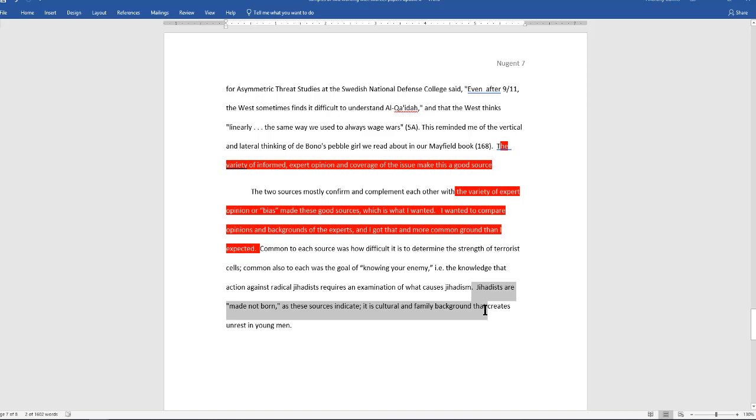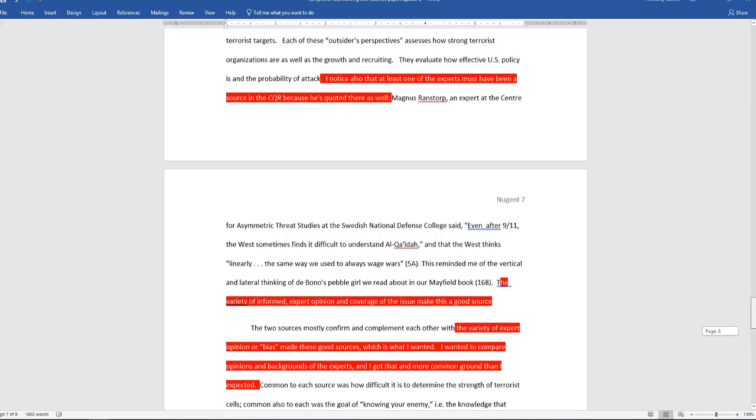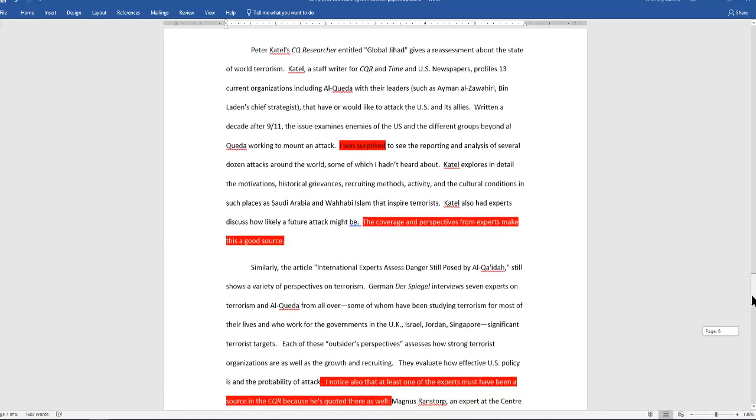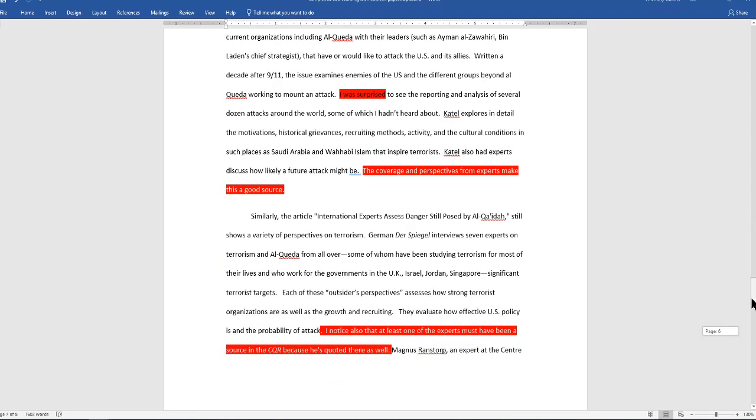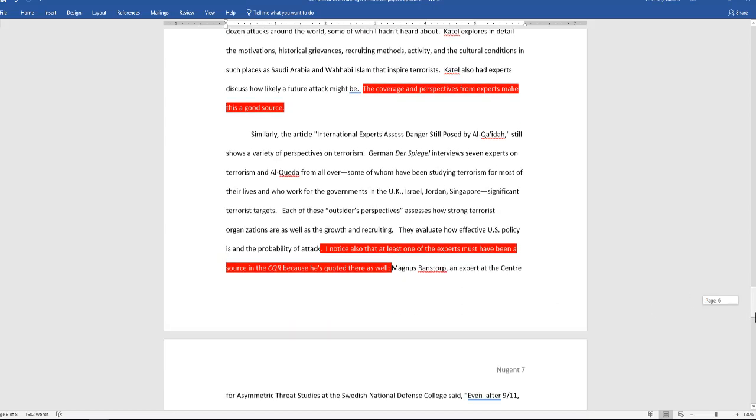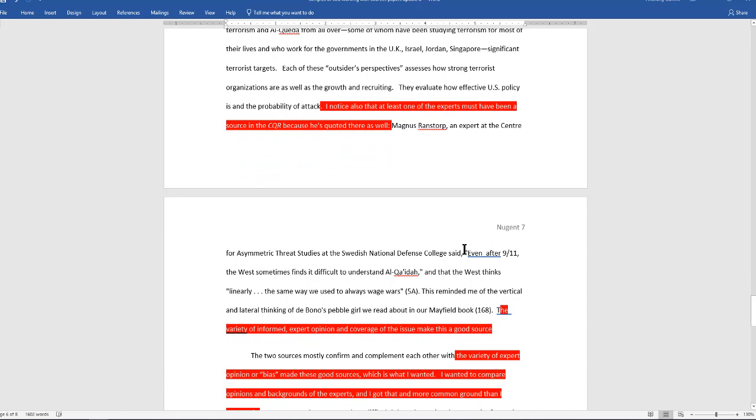That's what my student wanted to know. Ted really wanted to get in there and understand the psychology at work. Jihadists are made, not born, and as these sources indicate, it is cultural and family background that creates unrest in young men. This is just a great start for his topic. He has really left out so much of what he's read, but I can tell that he's really gotten into his subject. And not only that, he's able to quote pretty deftly in order to back up what he is saying. He doesn't use all quotes, he just chooses which ones seem appropriate.